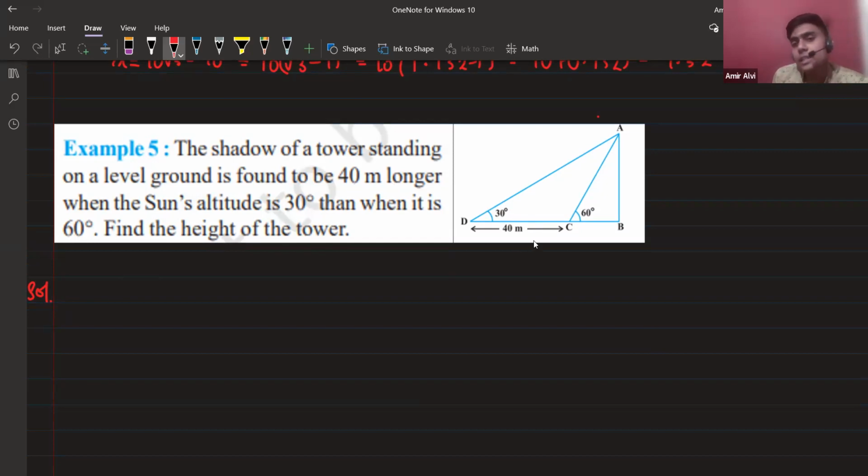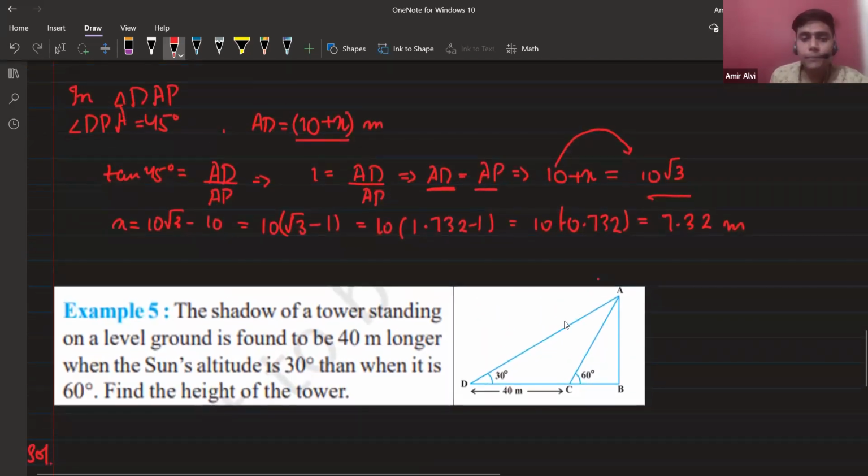So the question is basically saying we have a tower, and the shadow of a tower. As you know, the sun changes its position with respect to time, yes or no? So shadows also change with respect to time. At some given point, the shadow of the tower is making an angle of 60 degrees with the ground. Clear?